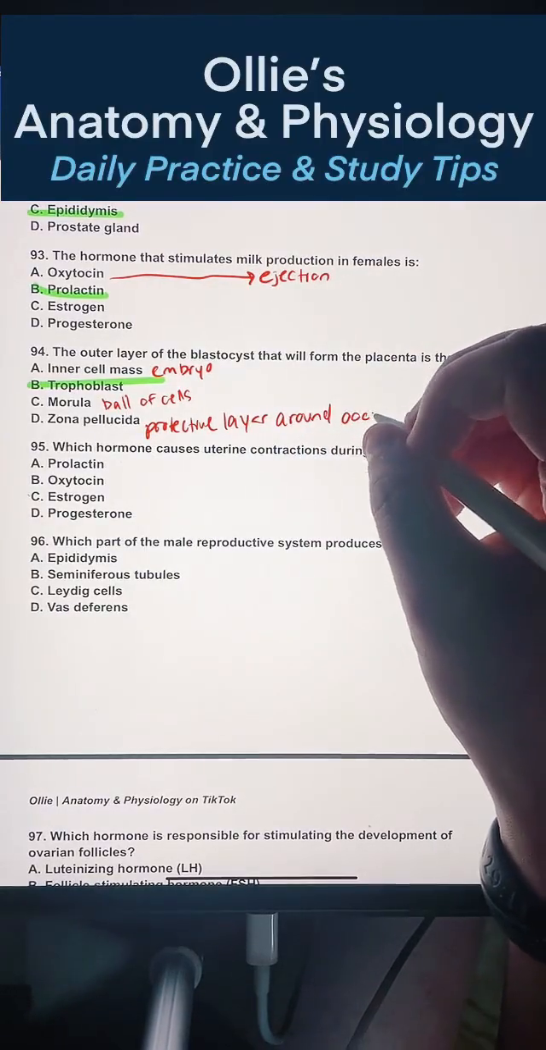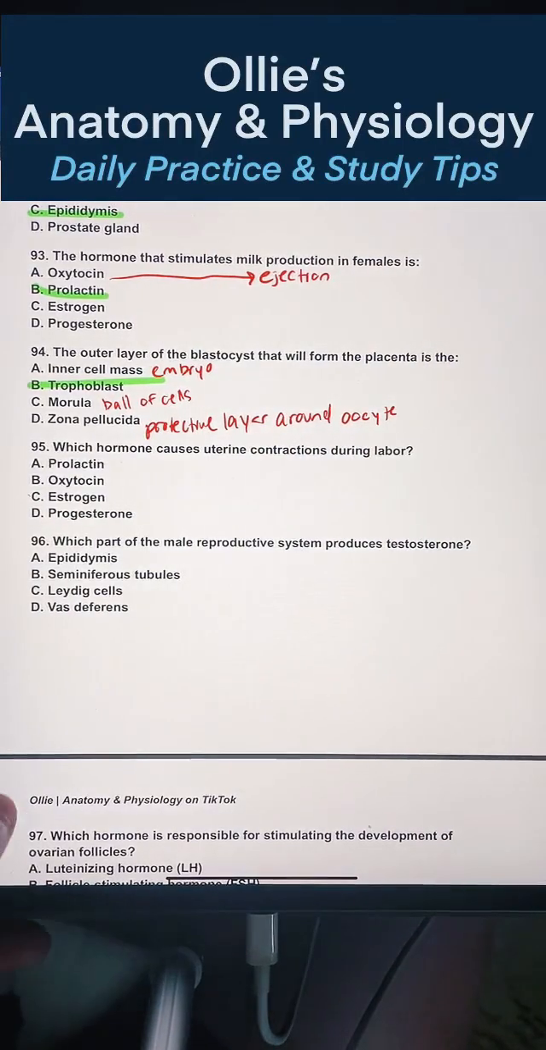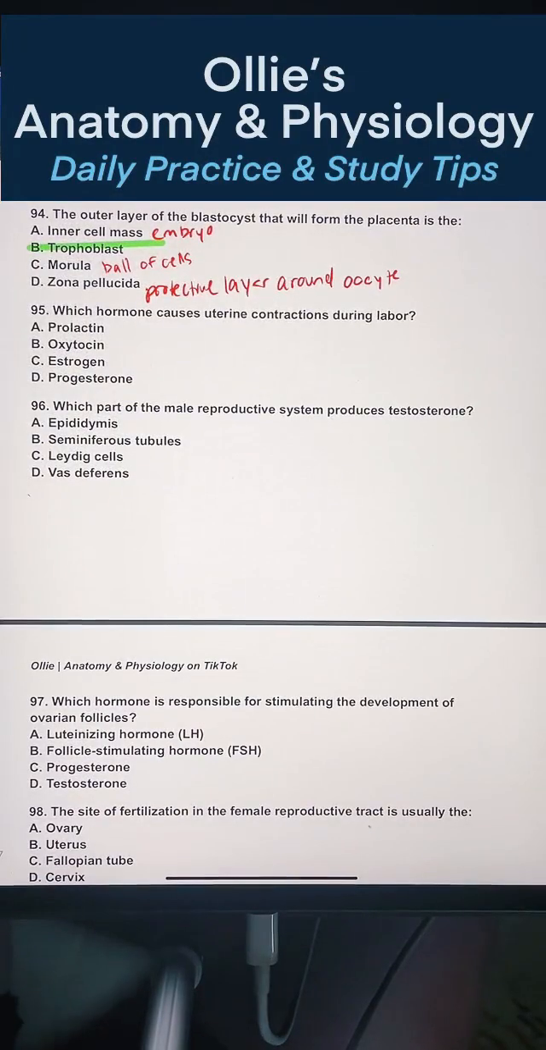Number 95, which hormone causes uterine contractions during labor? Which hormone causes uterine contractions during labor?